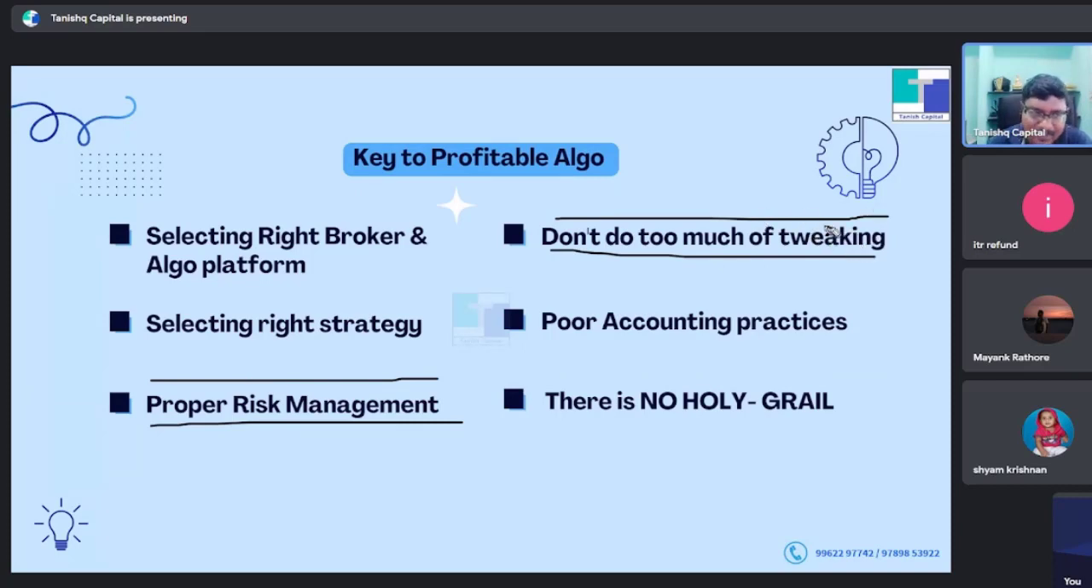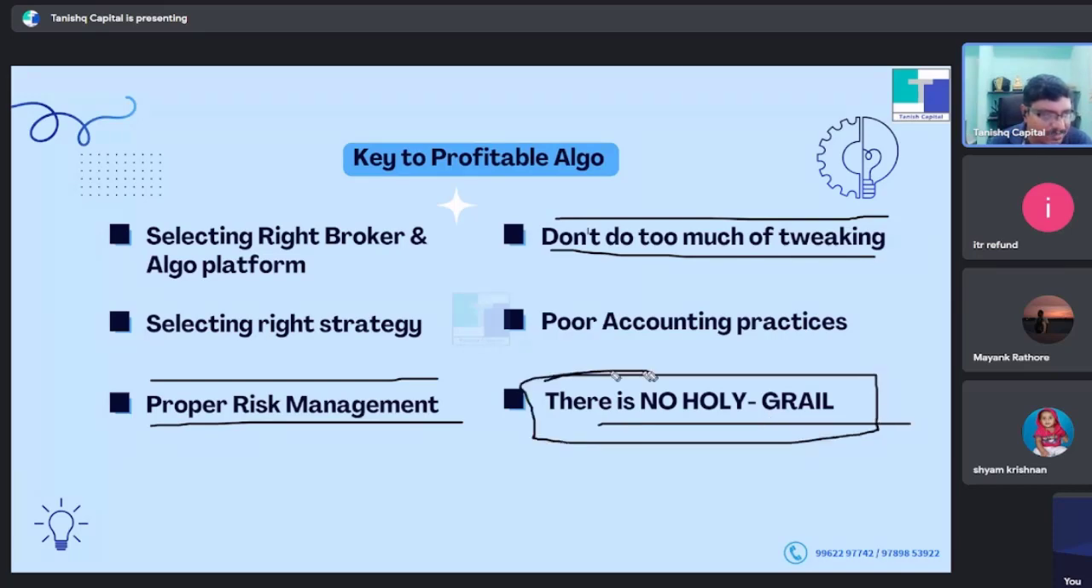And in real time, it might not perform, because you agreed that there will be a drawdown period, okay? Because there is no holy grail in anything. So based on that, don't tweak too much. So what are the major factors you need to concentrate on? If those factors agree, then jump into the algo. Otherwise, don't jump into the algo and tweak too much.